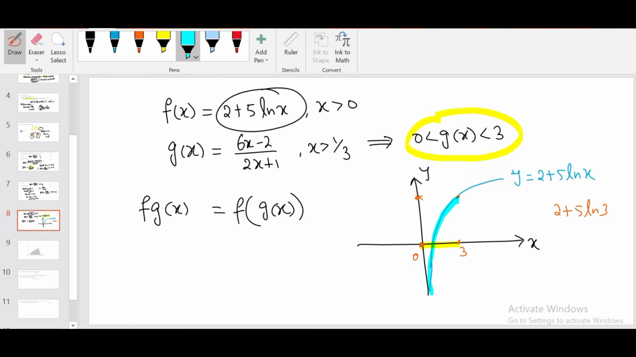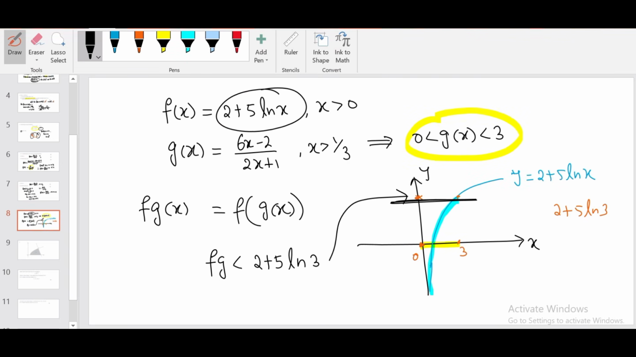So it takes all the values below. So the range of fg is less than 2 plus 5 ln 3, because that's this value, and the function takes all the values below this. That's just a 2-mark question.